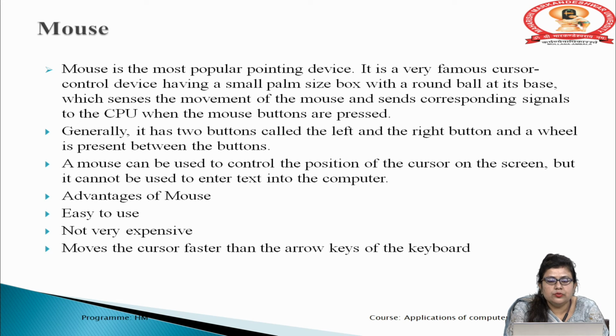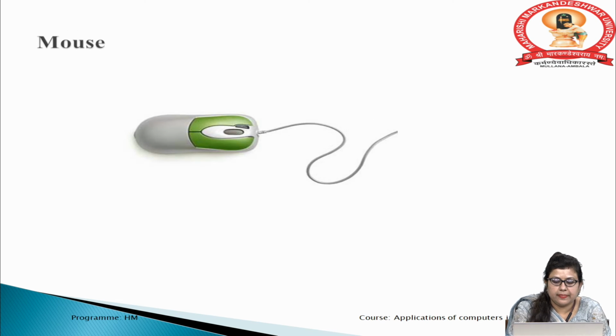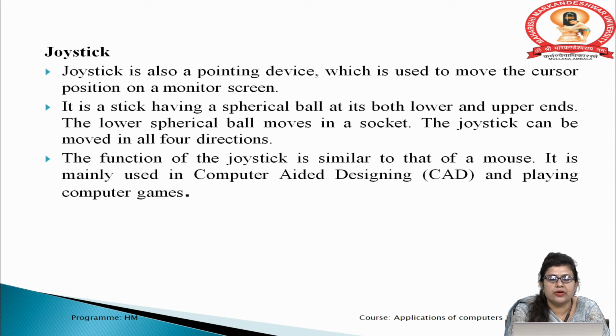Mouse has two buttons, left and right, and we can left click or right click the buttons. The mouse can be used to control the position of the cursor on the screen. It cannot be used to enter text into the computer. Its advantages are ease of use, it is not very expensive, and it moves the cursor faster than the arrow keys of the keyboard. This is a diagram.